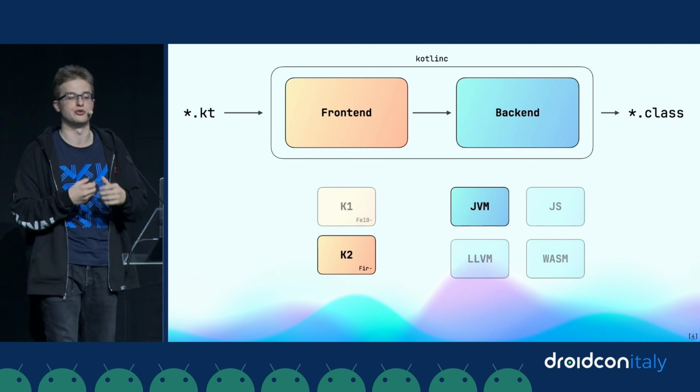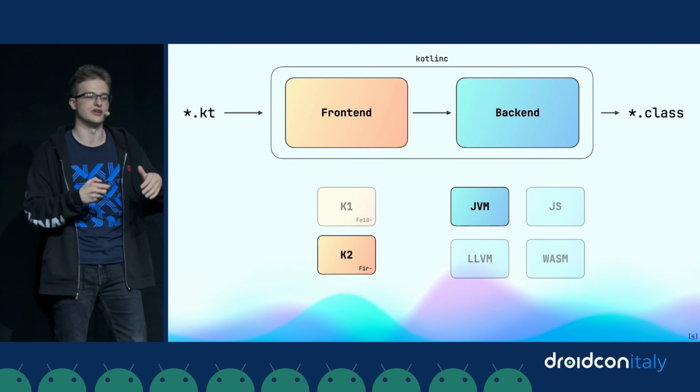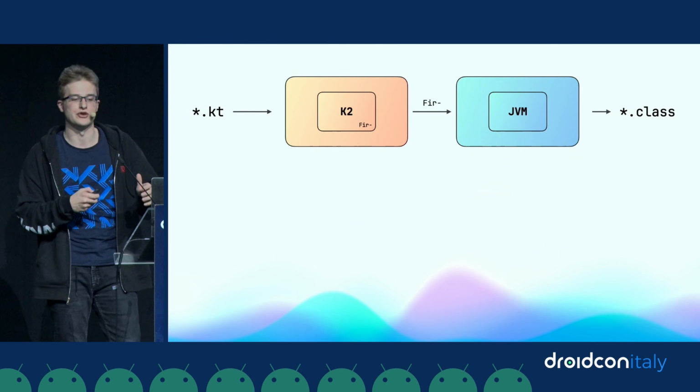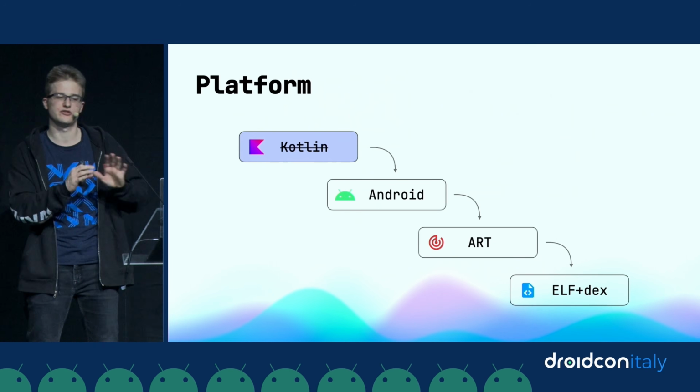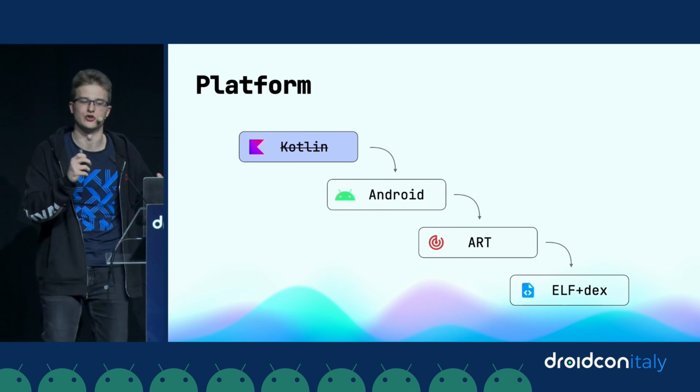And as Android developers, in the future, we're going to be interested in using K2 as a front end and JVM as backend. And that's more or less the idea. So that's how Kotlin compilation works on a super high level.